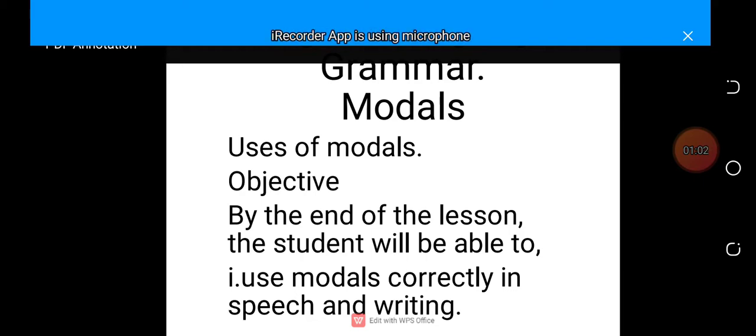So for our objective, the student will be able to use modals correctly in speech and writing. Very good.